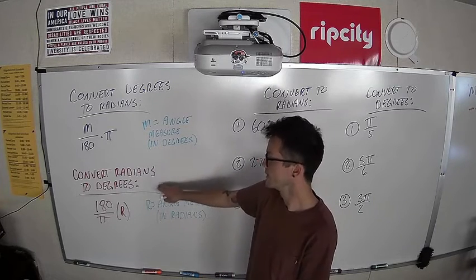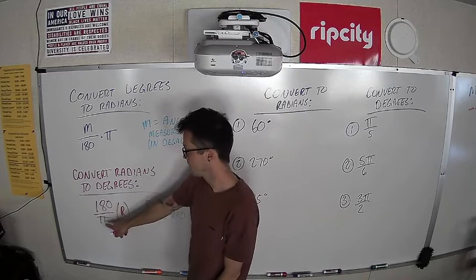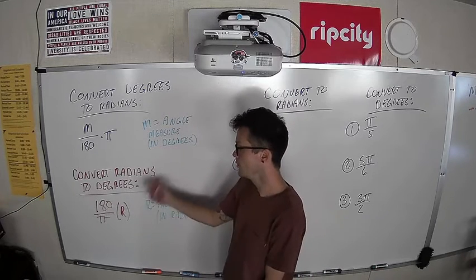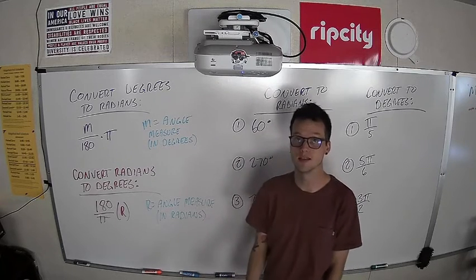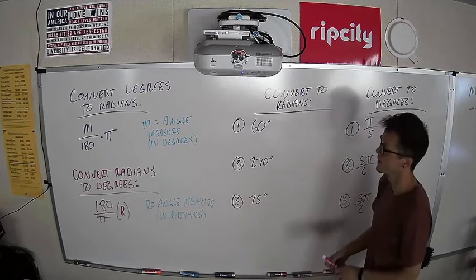To convert radians to degrees, we do 180 divided by pi, so pi is in the bottom here, and then we multiply that times r. And r in this case is our angle measure in radians. Let's practice 3 of each of these and wrap this up.